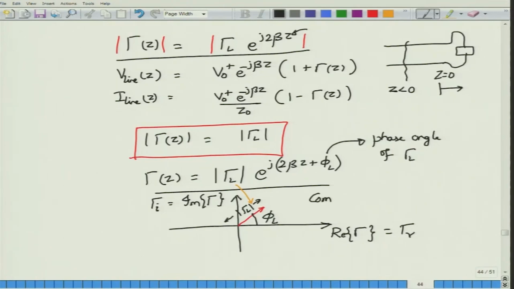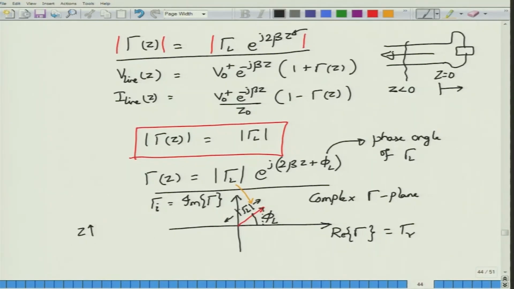So, this is the complex gamma plane. If you project this line onto the real and imaginary axes, you will end up with the values of gamma L r and gamma L i here, which is very obvious, so we will not write that one at this point. Okay. What happens as z changes? Remember, as z goes from 0 and then as you go away from the load.